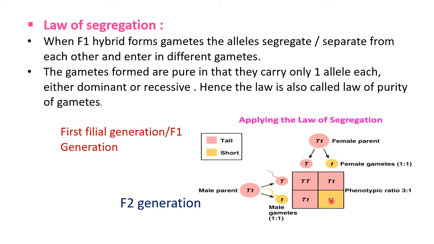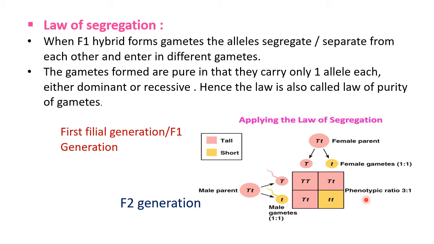So here we see the total, that is first, second and third. A total of three tall pea plants are produced in the ratio 3, and only one dwarf pea plant is produced in the ratio 1. So externally the pea plants are 3 tall and 1 dwarf. It is called the phenotypic ratio. So this ratio we get in the F2 generation, that is 3 to 1.